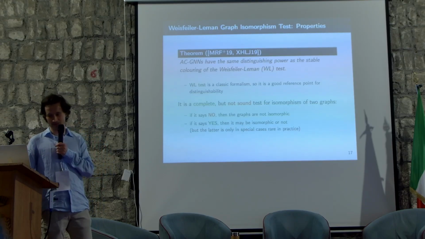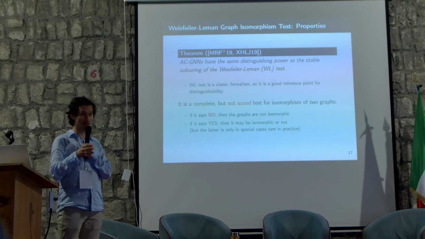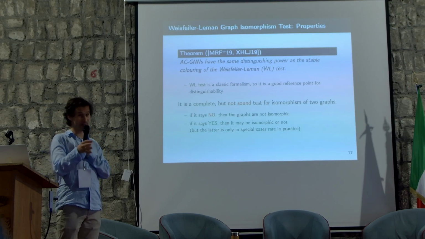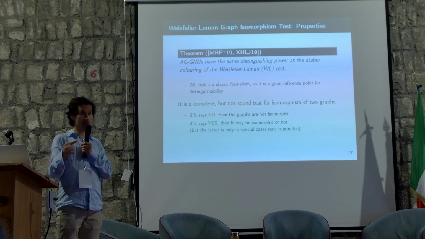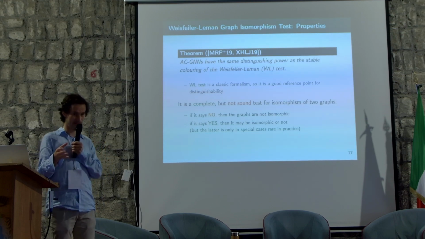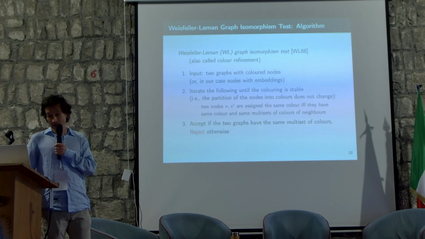That's why the Weisfeiler-Leman test is a sound, but not complete test. So if it says no, then the graphs are not isomorphic. If it says yes, this yes should be interpreted as maybe. Maybe yes, maybe no. How does it work?